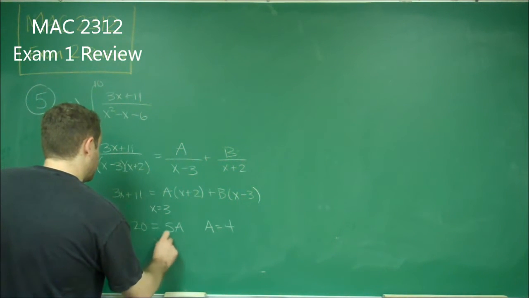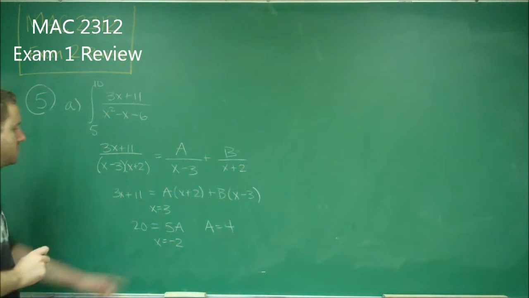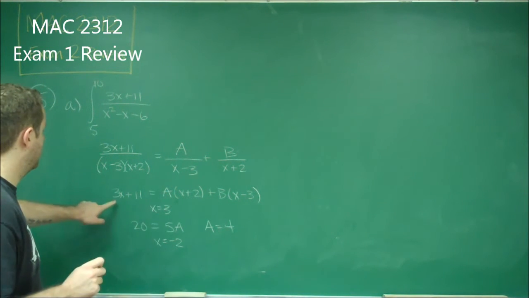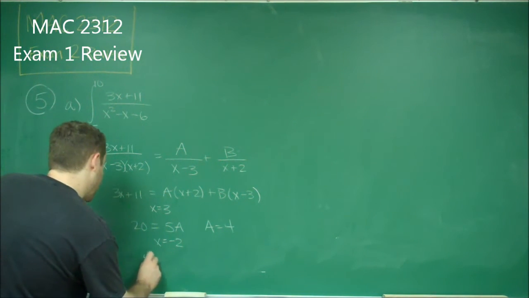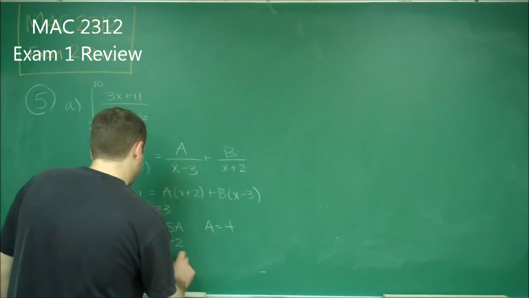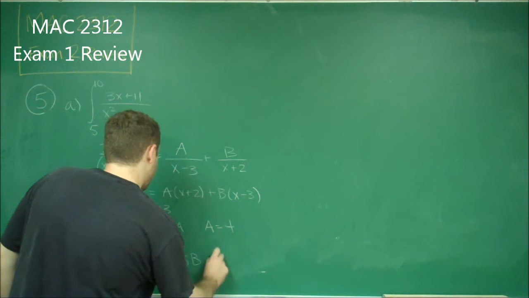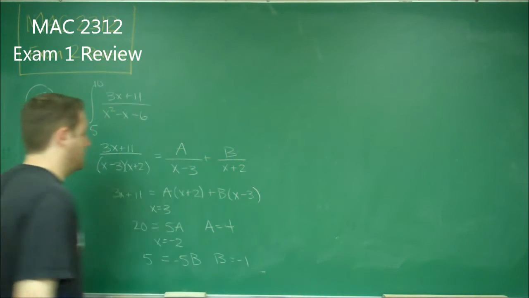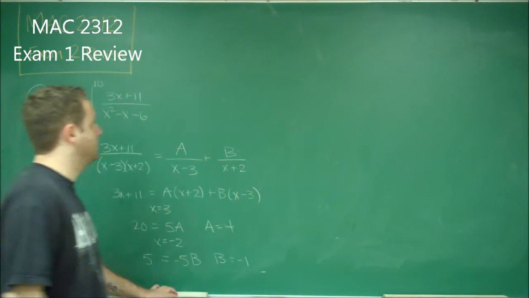By choosing x equals negative 2, in order to make this one disappear, so we get 5 on the left. On the right, we get B times negative 5, so negative 5B. That tells you that B is negative 1. So we figured out our partial fraction decomposition.